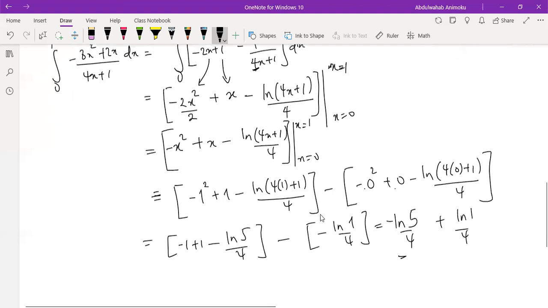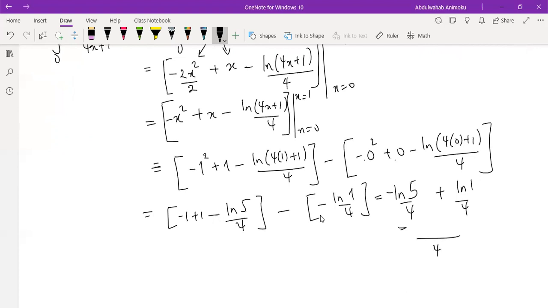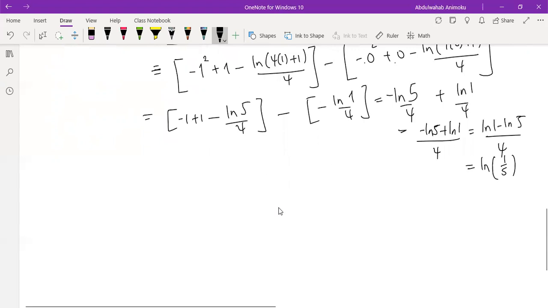So when you add those two together, what do you have? You have minus ln 5 plus ln 1, all over 4. So we can say this is ln 1 minus ln 5 over 4. Use the rule of logarithms that says when you subtract two logarithmic functions, it's just the division of the inside functions, right? So that will be ln of 1 over 5, all over 4. So this will give you the final answer to the problem. So that is the evaluation of that problem, okay?